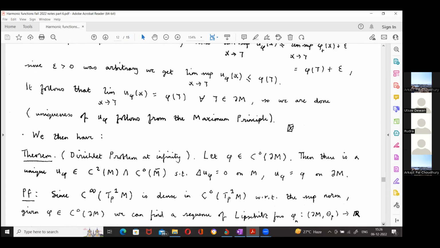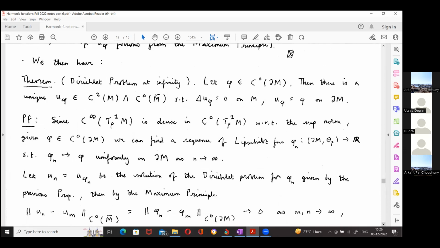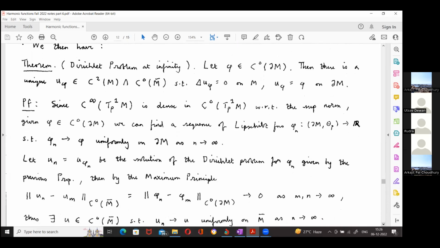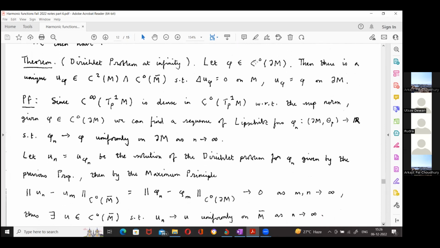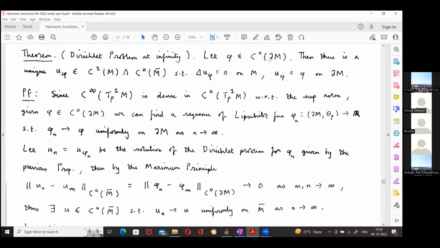So once you have it for Lipschitz functions, then you get the solution of the Dirichlet problem for general continuous functions. Okay, so suppose phi is a continuous function on boundary M. Then there is a unique U phi in C2(M) intersect C0(M closure), which is harmonic on M and whose boundary value is equal to phi. So how do you do this?